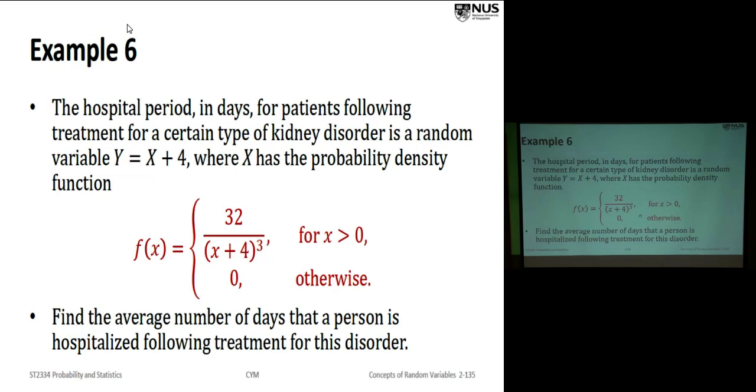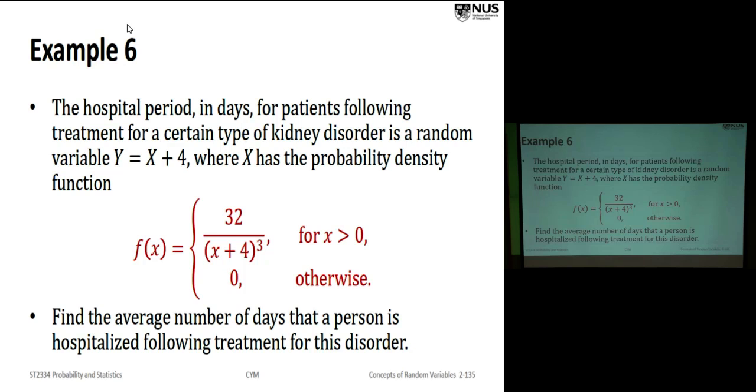So example number 6, which is for the hospital period in days for patients following treatment for a certain type of kidney disorder is a random variable, which is x plus 4. So they must spend at least 4 days in the hospital. And x is a random variable, which looks like this. The x plus 4 is strategic. It's going to make life very easy. X is a positive random variable.